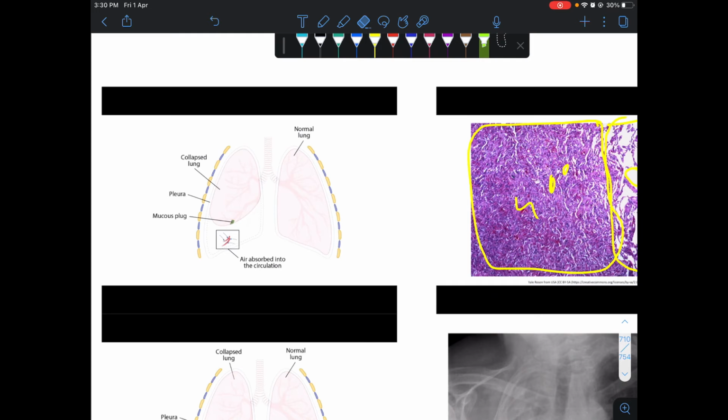As we can see in this figure, this is obstructive atelectasis. Here we can see the obstruction, which causes the airway obstruction, prevents the new air from reaching, and the old air has been resorbed by the surrounding circulation. And as we can see, this is the compressed lung and this is the pleura, and we have the mucus plug that causes the obstruction.